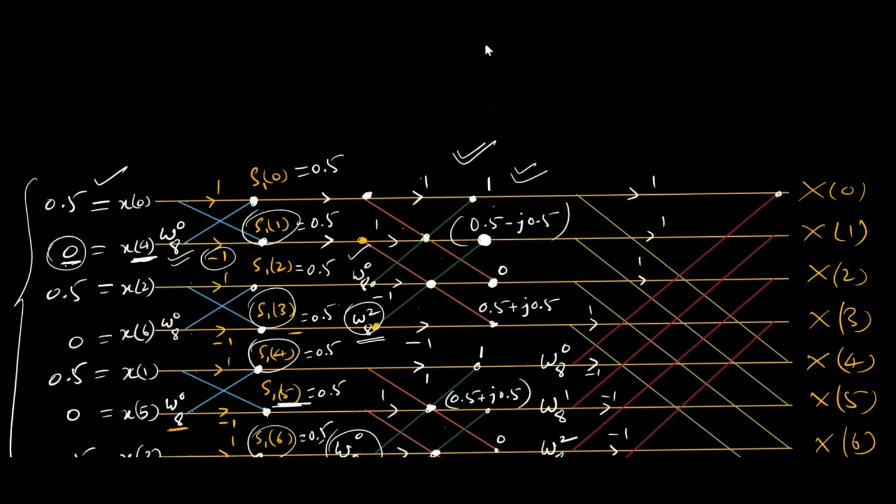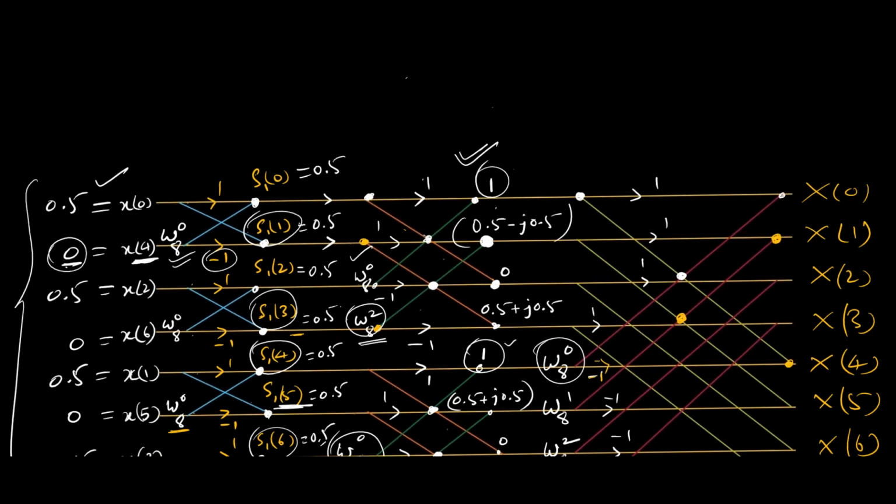Now if we consider the first butterfly of stage 3, its first input will be this one, that is value 1, and the second input will again be 1, and the twiddle factor here is W8 to the power 0. If I directly perform this, it will be equal to 1 plus, what is the value of W8 to the power 0? That is 1, and the second input is also 1, so that is 2.